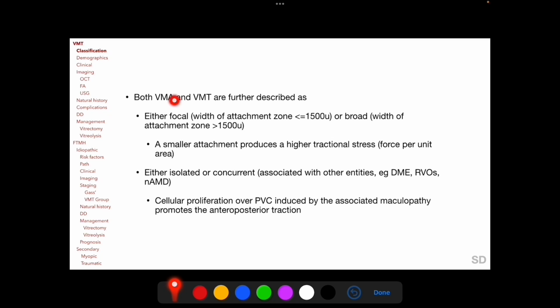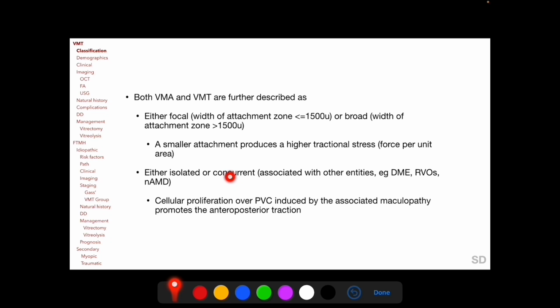Both vitreomacular adhesion and vitreomacular traction are further described as either focal or broad, and either isolated or concurrent. In focal VMA or VMT, the width of vitreoretinal attachment zone is less than or equal to 1500 microns, and in broad VMA or VMT, the width of vitreoretinal attachment zone is more than 1500 microns, and a smaller vitreoretinal attachment zone produces a higher tractional stress on the retina.